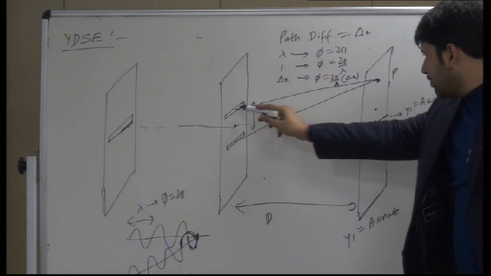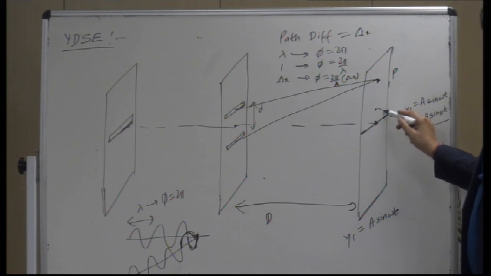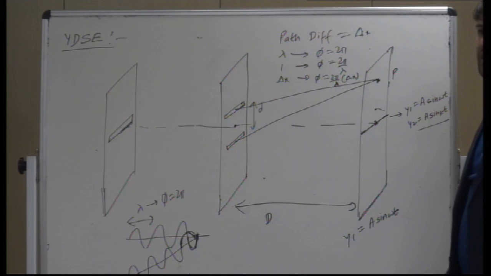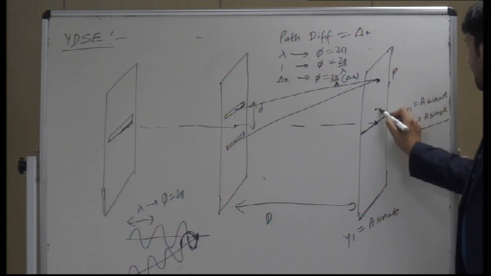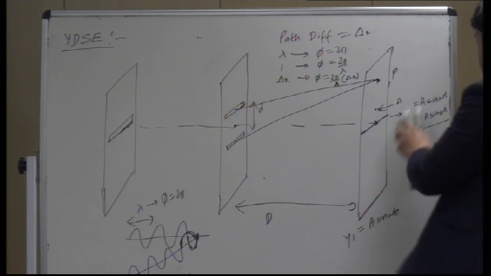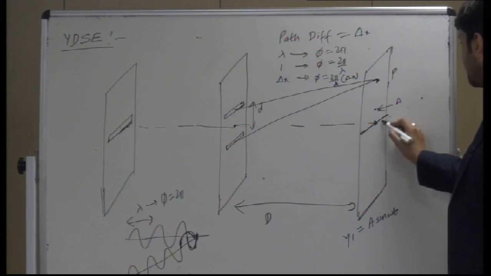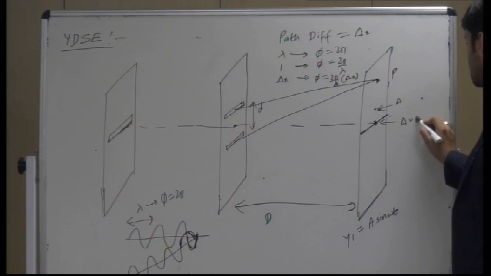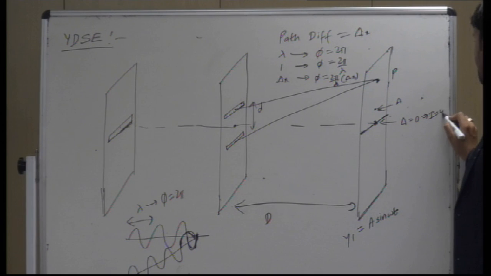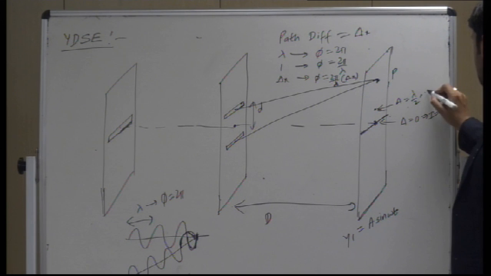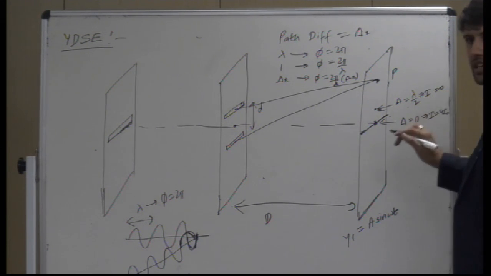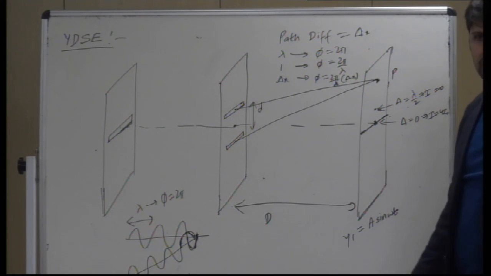Slightly above, what happens? The wave from the first slit travels less distance, and the wave from the second one travels more. I will draw this. This is the point where delta is 0, and the intensity is 4I0. This is the point where delta is lambda by 2, and the intensity would be 0. As you go up, the path difference increases.